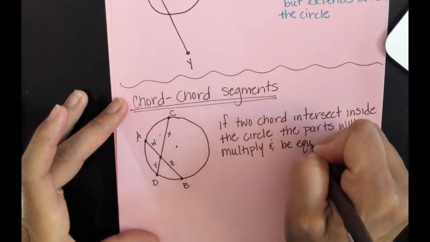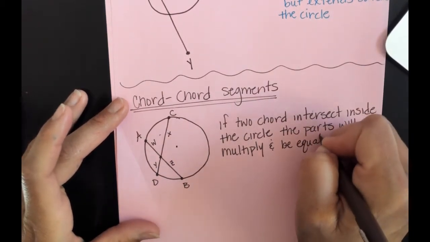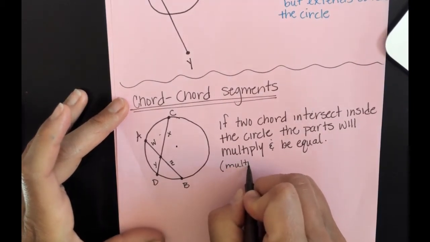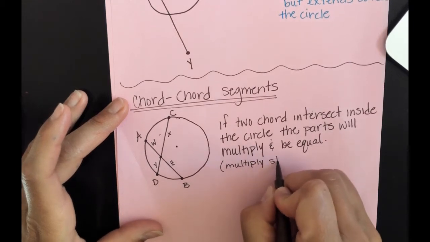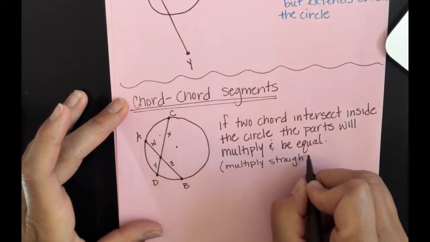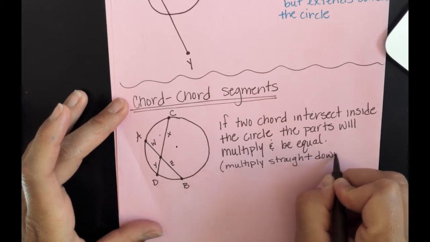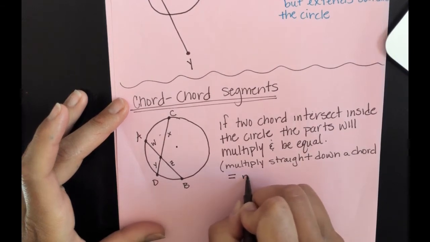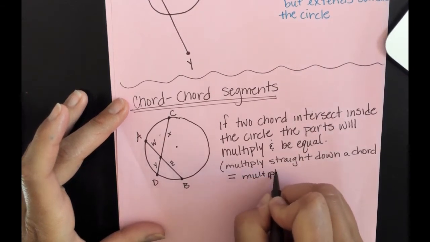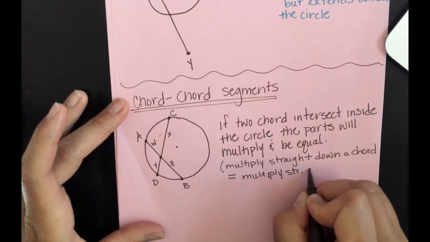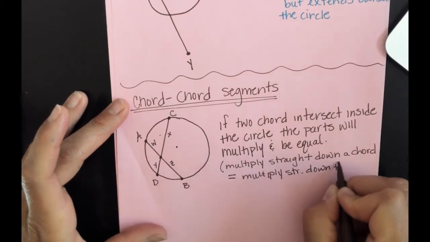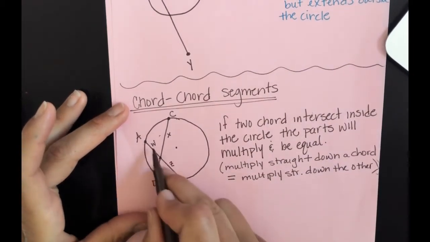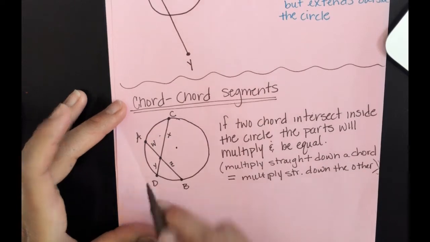and I suppose I could have said they're products instead of will multiply. I like to remember multiply straight down a chord, equal multiply straight down the other. So I'm going to just work straight down one chord, straight down the other.